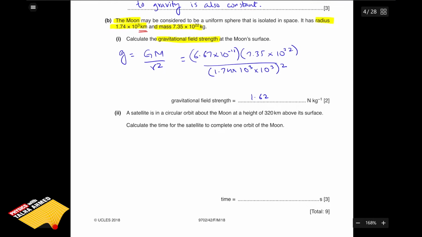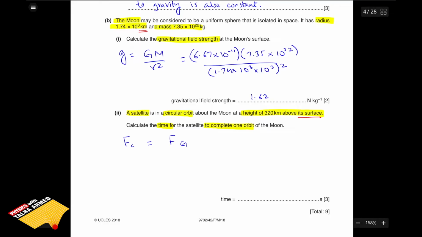So for part 2 here, we have a satellite which is orbiting the moon, and they have given us the height of the satellite above the moon's surface. Now this is important. Why I've underlined it? Because it's the height of the satellite above the moon's surface. It's not the radius of the orbit which you're going to use in your formula. So keep that in mind.